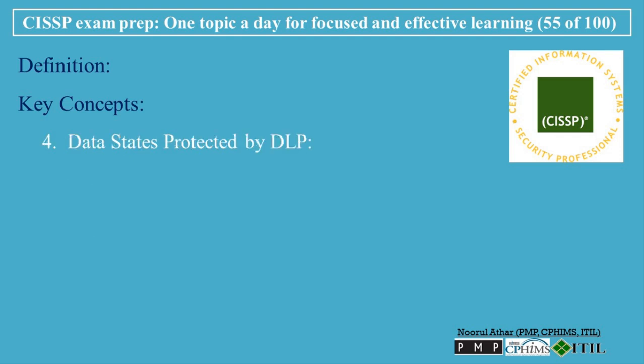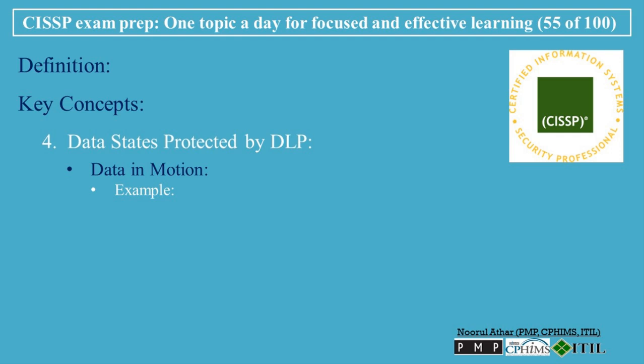4. Data states protected by DLP. DLP systems protect data across the three major data states. Data in motion, data that is actively being transmitted across a network. DLP inspects network traffic, e.g., emails, file transfers, to prevent the unauthorized transmission of sensitive data.